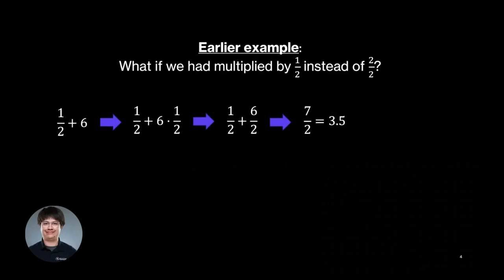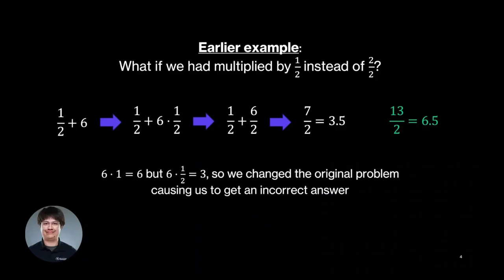Going back to our example in the beginning, what if I had multiplied 6 by 1 over 2 instead of 2 over 2? Well, I do get the same denominator, which means I can add the fractions easily, but I don't get the correct answer, which was 13 over 2 or 6.5. So what happened? When we multiplied by 1 over 2, I changed the problem from 6 to 3. Remember, the point is keeping the value the same, but changing the look.